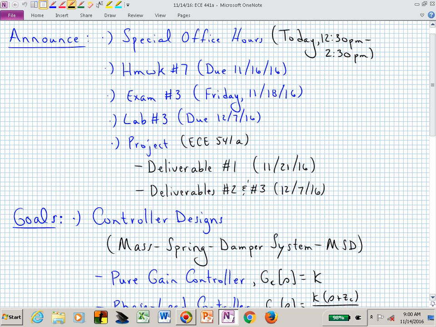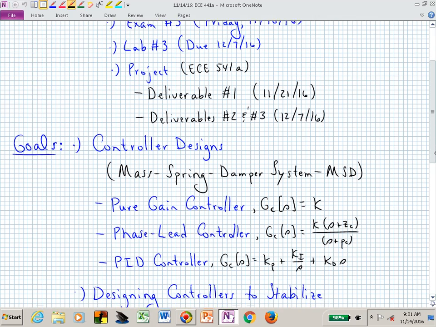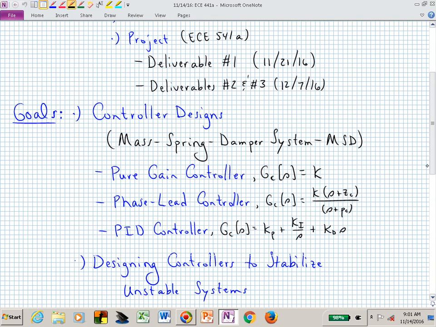Homework 7 is dealing with trying to design controllers based on the root locus technique, or how do we place poles and zeros onto the complex plane to move or shift the root locus around. And we're shifting it around to try to make it pass through our desired locations or points to achieve our design specifications. If you're in 541, deliverables 1, 2, and 3 have different dates, but the main one, deliverable number 2, is due on the 7th, or the last day of class.